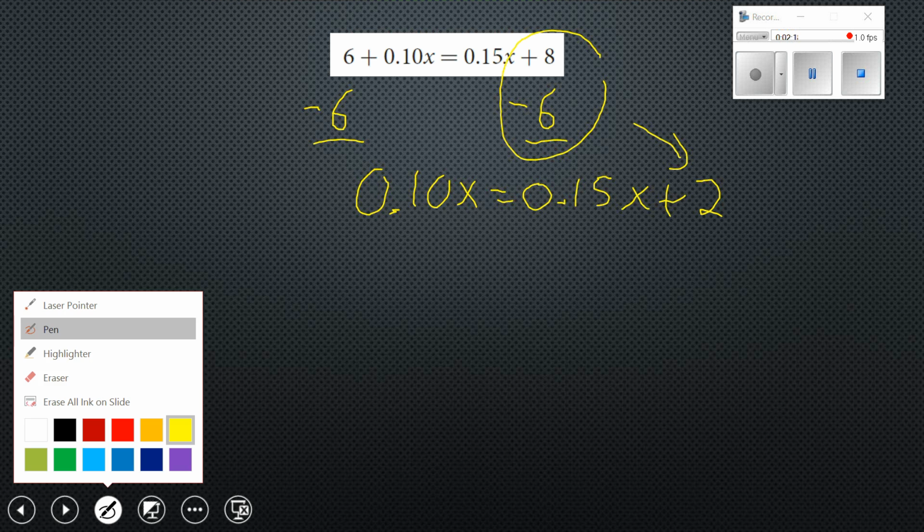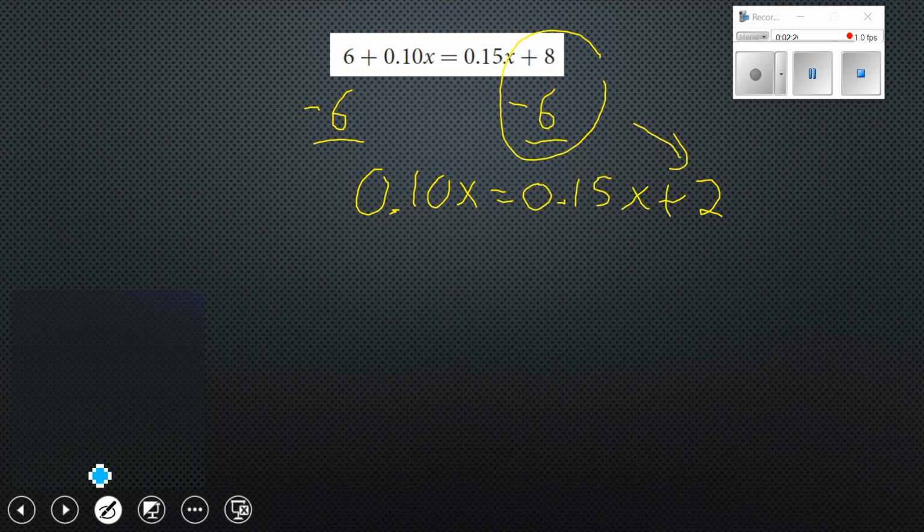Okay. Now that we have our numbers on one side, you notice we still have variables on both sides, and we have the variable x. So we're going to subtract our 0.015x from both sides. That's a decimal right there. Not a very pretty one, but it's a decimal. 0.015x from this side. And over here, we're going to get negative 0.05x. And that's going to equal 2.